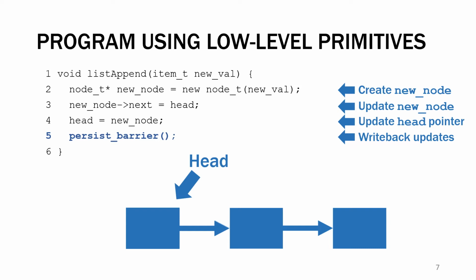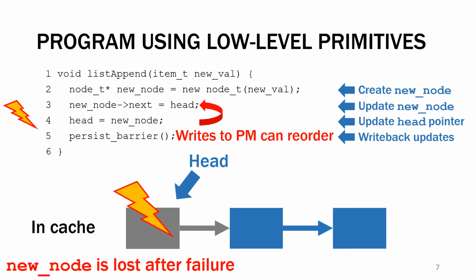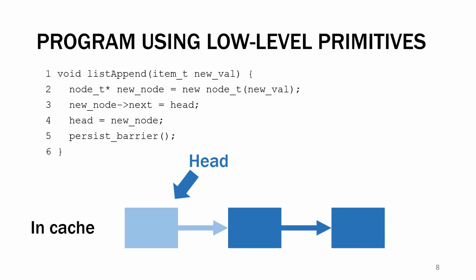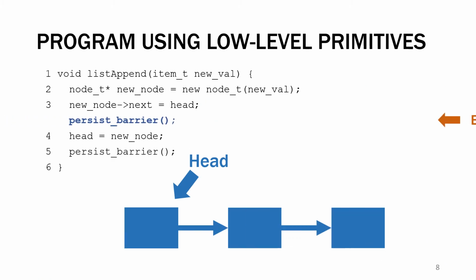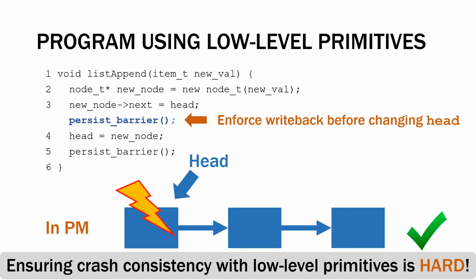The example seems correct, but line 3 and line 4 can be reordered. So if the head becomes persisted, but the new node has not, then if failure happens at this place, the new node could be lost, and consequently the entire linked list is lost because the head is pointing to a non-existing piece of memory. To fix this problem, we need to insert a persist barrier in the middle, and since data has been persisted, we can always have a consistent linked list. So we conclude that ensuring crash consistency with low-level primitives is hard.